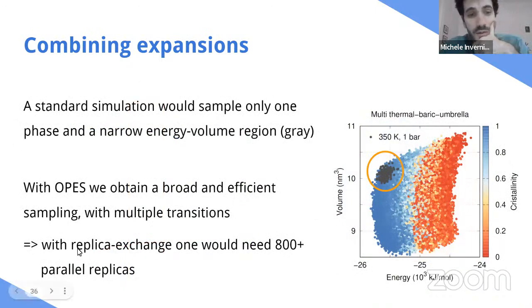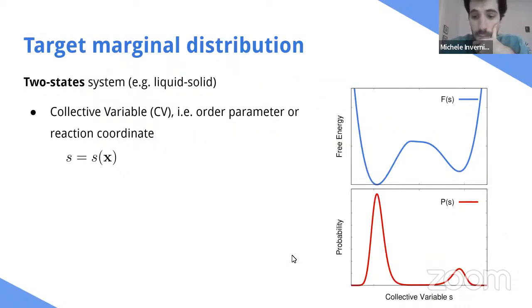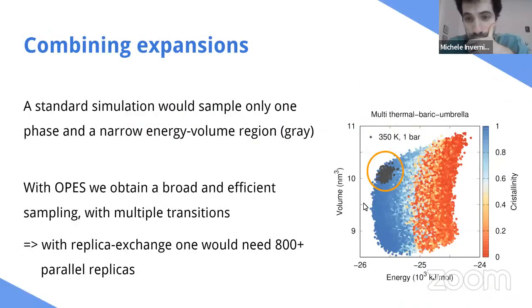Of course, you can do this also with replica exchange. The main difficulty is that for this specific target distribution, you would need more than 800 parallel replicas, because of the many expansion collective variables that you're using. With OPES, you can use any number of parameters.